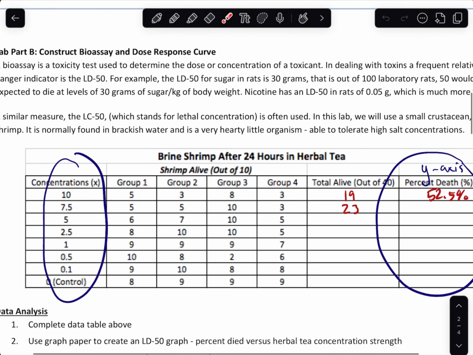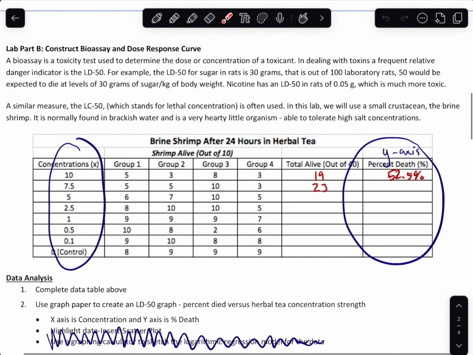The last thing that we're going to do, we're not going to do anything else other than this table here. The last thing that I want you to do in preparation for next class is to fill out this data table. So all you do is take the numbers that are in this row and add them up. So 5 plus 3 plus 8 plus 3 is 19. 5, 5, 10, and 3 is 23. So this is the amount of shrimp that are alive at these concentrations. These are the amount of shrimp, so you just add them up.